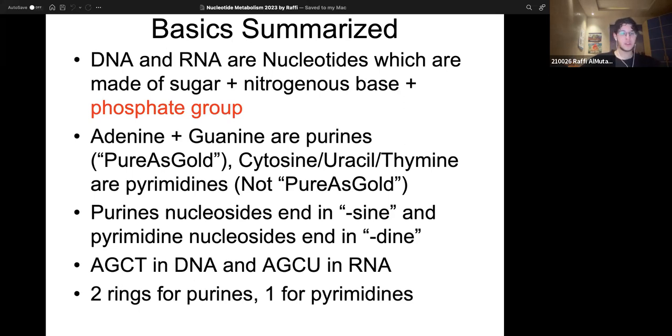Now, the purine nucleosides will end in the suffix -ine, so adenosine or guanosine, and the pyrimidine nucleosides will end in -dine, so it would be uridine, thymidine, etc. We also know that in DNA, we have adenine, guanine, cytosine, and thymine. And then in RNA, we have the same thing, except instead of thymine, we have uracil. Now, the purines are composed of 2 rings, and the pyrimidines are composed of 1 ring. And this is basically all of the basic concepts so far.